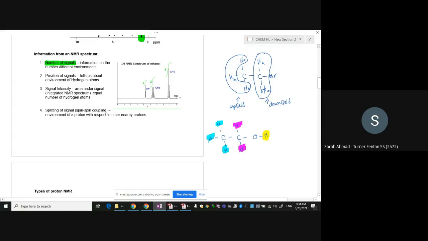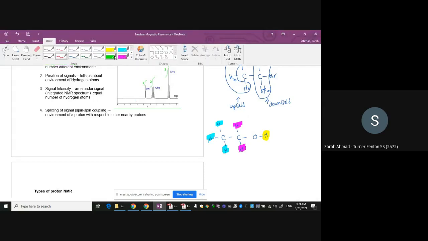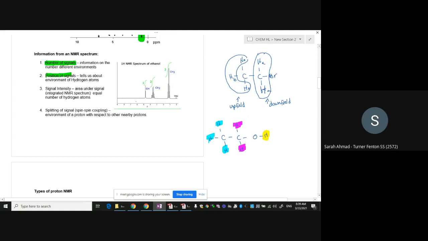The positions of the signals depend on what is the environment of the protons. Clearly, the hydrogen that's next to the oxygen is absorbing more downfield, right? And the methylene, the CH2 hydrogen protons, are further downfield from the methyl ones because they're more deshielded because of the oxygen. So the position of the signals tells us what is next to my protons. So it gives us information about the hydrogen environment.